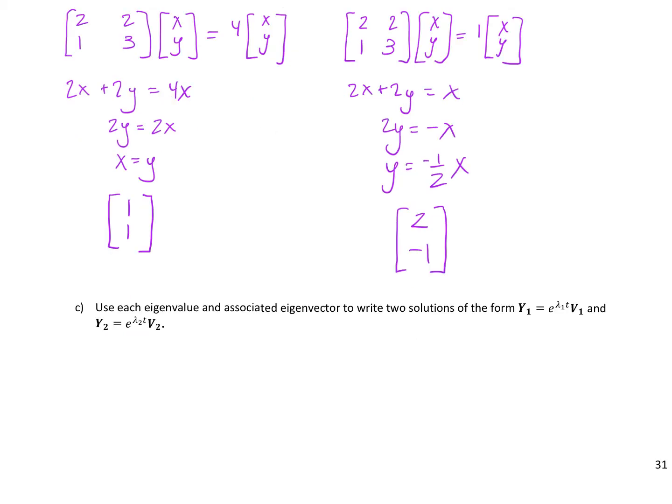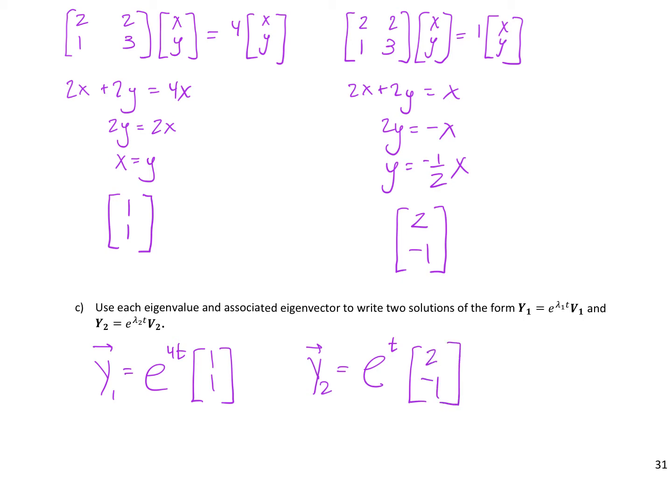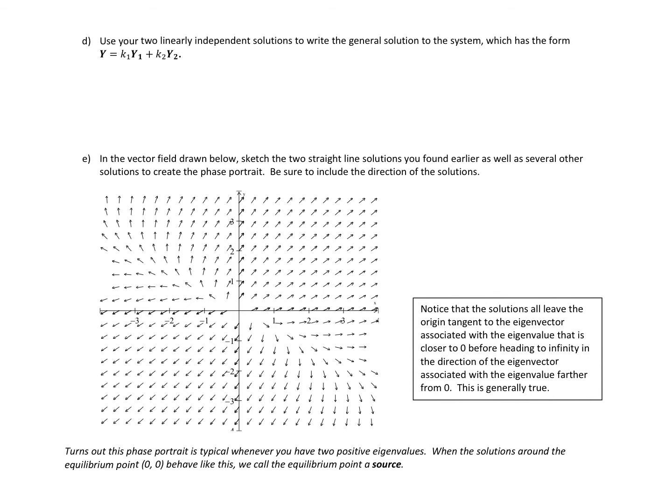Use each eigenvalue and eigenvector to write two solutions. So we've got y1 equals e to the lambda t V, and y2 is e to the other lambda t V. Okay, so use the two linearly independent solutions to write a general solution. So we have y equals k1 times y1, and y1 was e to the 4t (1, 1), plus k2 y2, and y2 is e to the t (2, negative 1).